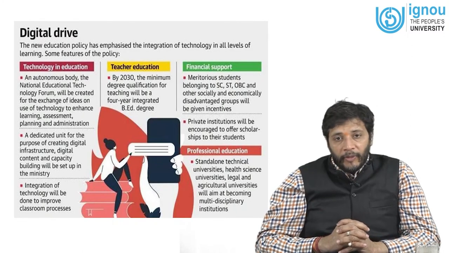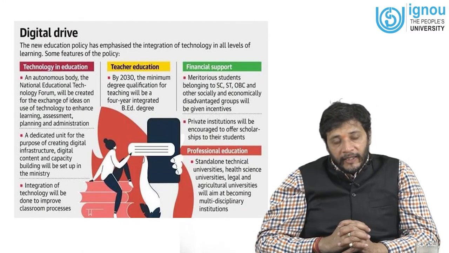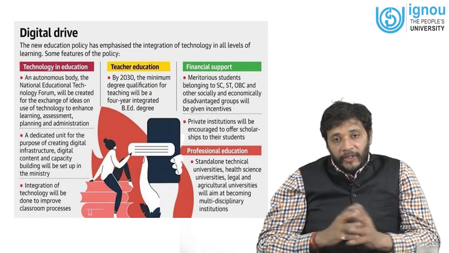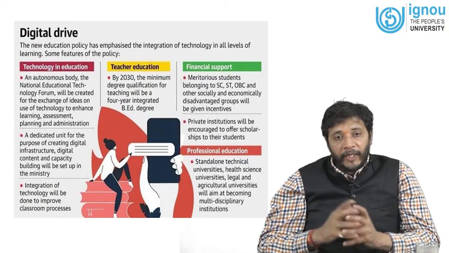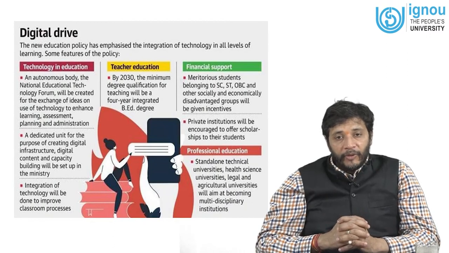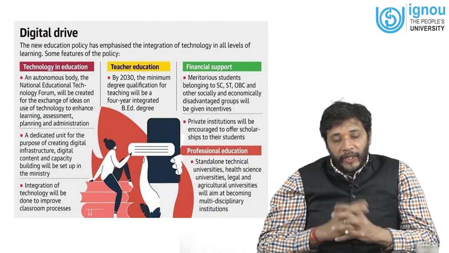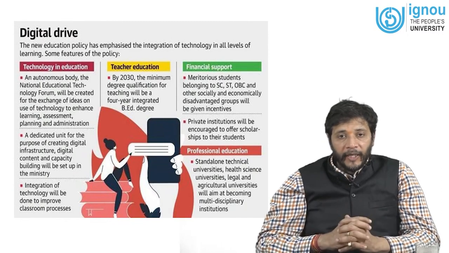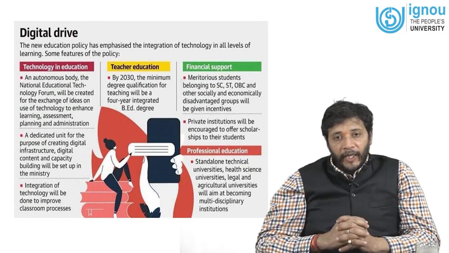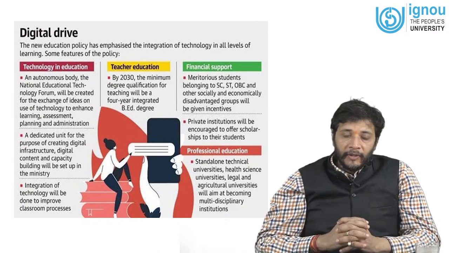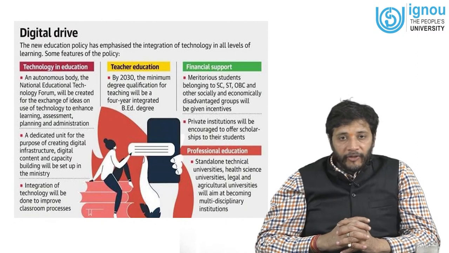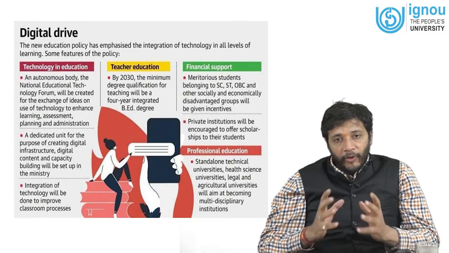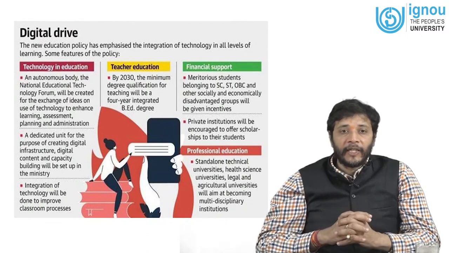And when you talk about professional education, standalone technical universities, health sciences, legal and agriculture universities will aim at becoming multidisciplinary institutions. So multidiscipline is going to be emphasized in a big way. The students who have been enrolled in science can take up a paper of social science as a minor. Here I want to share a very good example from the Western world: countries like the United States of America or the United Kingdom believe in enrolling a student in the institution at the beginning rather than in a department.